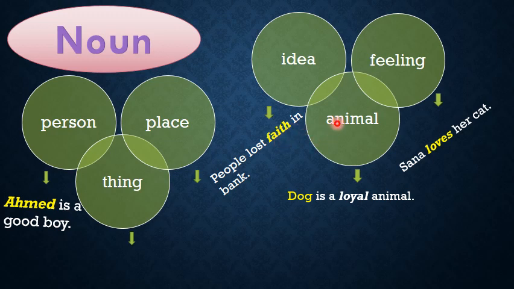The next example is about a feeling. Sana loves her cat. Here love is highlighted, which means that love is a feeling. The last example is of an animal, which is: dog is a loyal animal. Dog is highlighted here, so it is easy for you to figure out the example of an animal. Dog is an example.